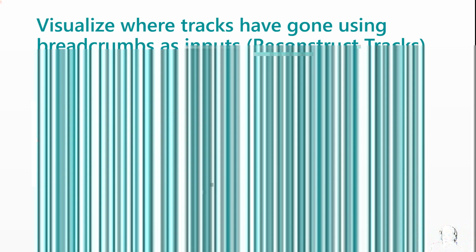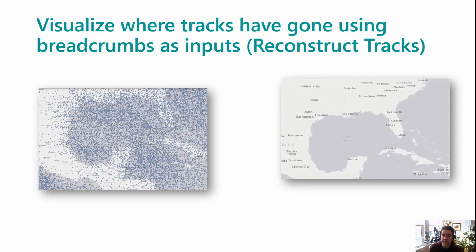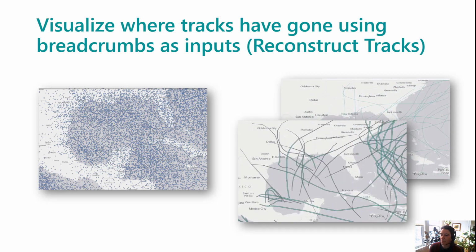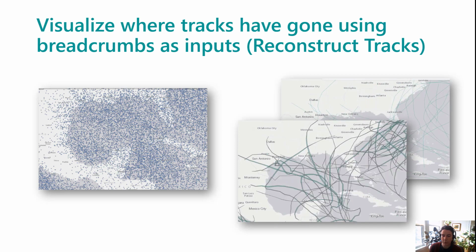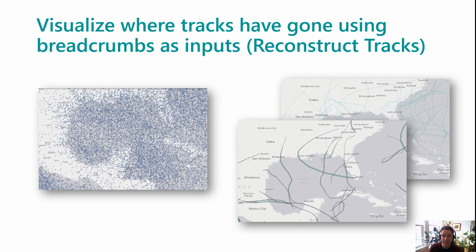So I'm going to talk about a few of those tools just to give examples. The first one is Reconstruct Tracks, which helps you visualize where tracks have gone using breadcrumbs as input. On the left, you can see we just have a bunch of points, which doesn't really help us at all understanding what this data looks like. But then we can visualize it into tracks. These are actually hurricanes, and you can see where the hurricanes have traveled. You can also buffer them by some value. So I think here we're buffering them by wind speed. So you get a polygon layer that represents the strength of the hurricane as it travels.